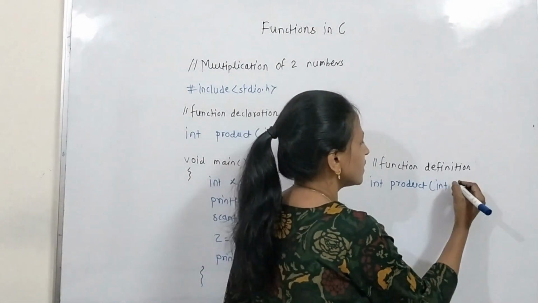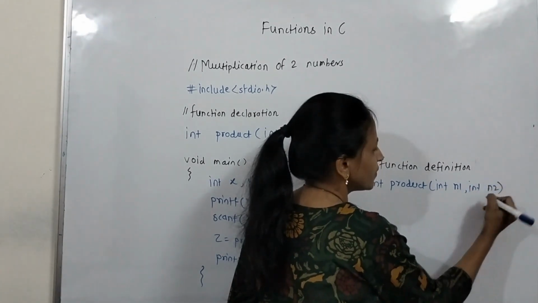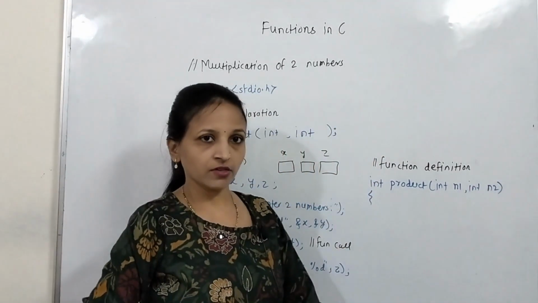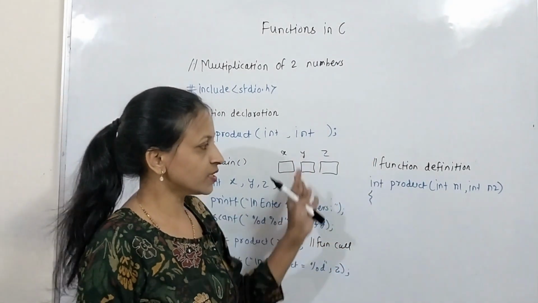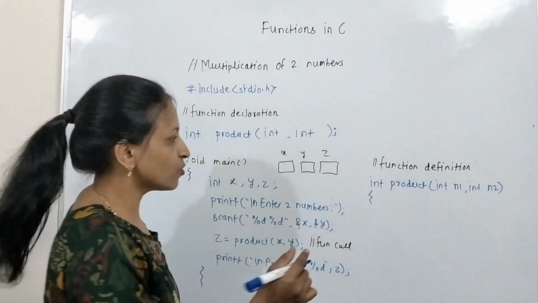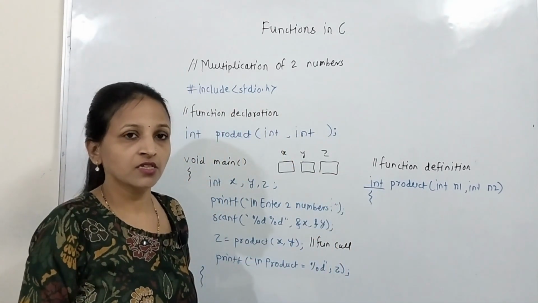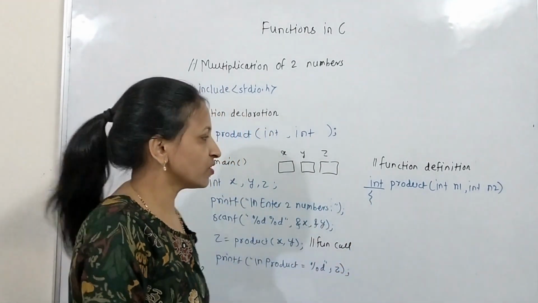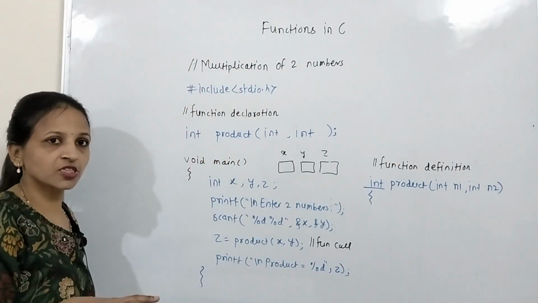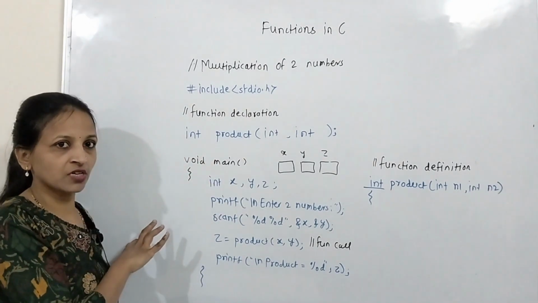Now here I will write int n1, comma, int n2. Now we have to do the product, or multiplication, of those two numbers, and we have to return that. It is compulsory. Why? Because we have mentioned that the return type of the product function is integer. That's why we have to return it. Always keep in mind, if we mention the return type as integer, then it is compulsory to return an integer value from that function.